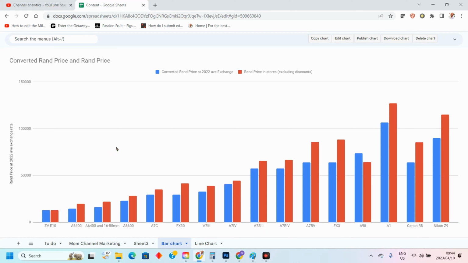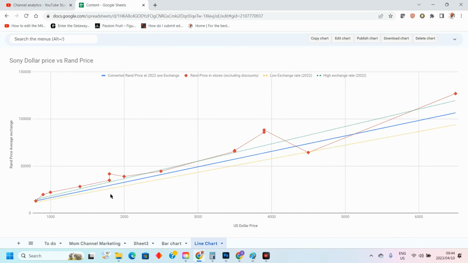I think on the Sony range of cameras that they offer, that FX30 is an anomaly. The A7R5 is a bit of an anomaly as well, at about 34%, and the FX3 is an anomaly as well. I think if you look at a linear graph, what I'm saying is that they don't just use a standard markup.